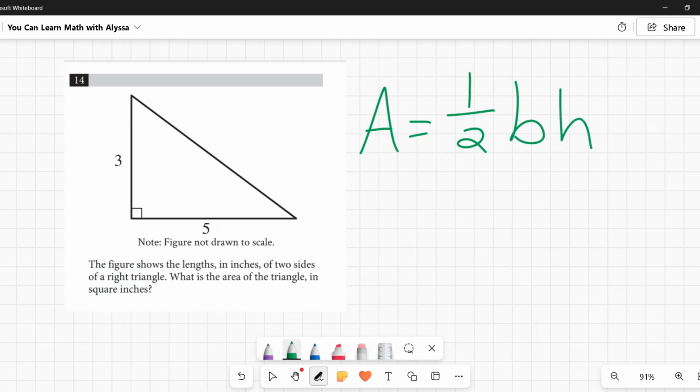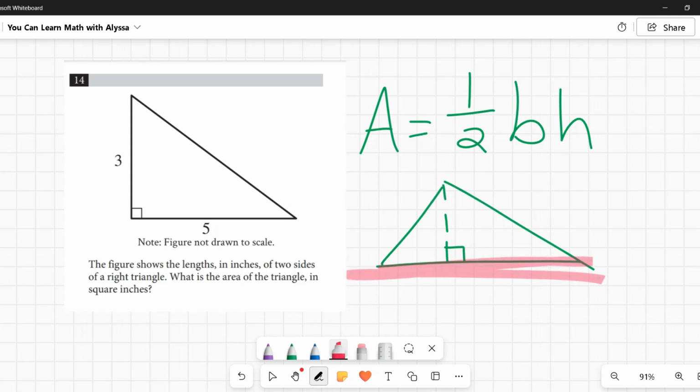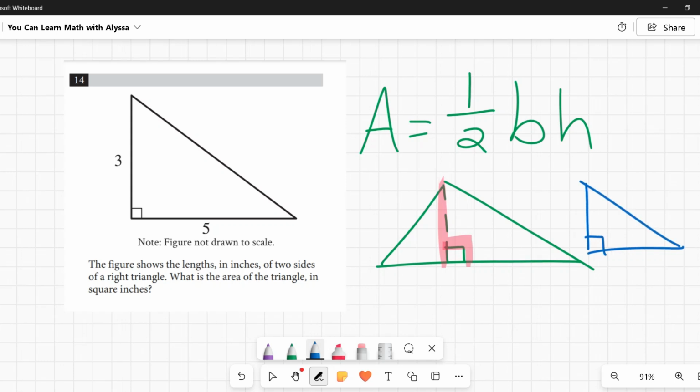What is the height, though? The height can be a little tricky. The height always, no exceptions, will involve a right angle. So if I have a triangle like this, my base is going to be here at the bottom, what it's sitting on, and then the height must be perpendicular to that base. And you have to see a right angle or have them tell you there's a right angle there. So if the triangle is a right triangle, this would be my base and this would be my height, the side that is perpendicular to that base.